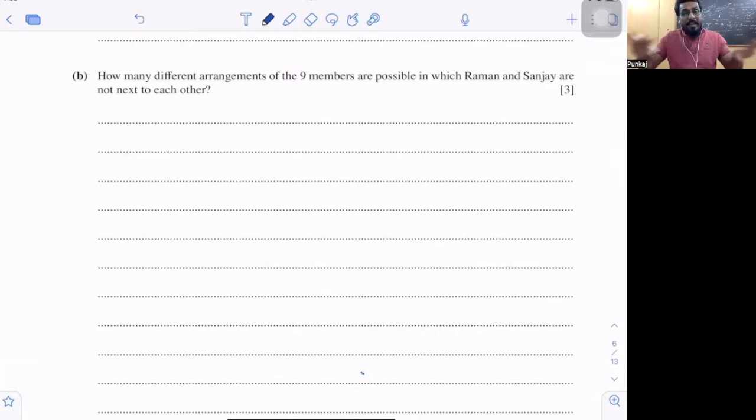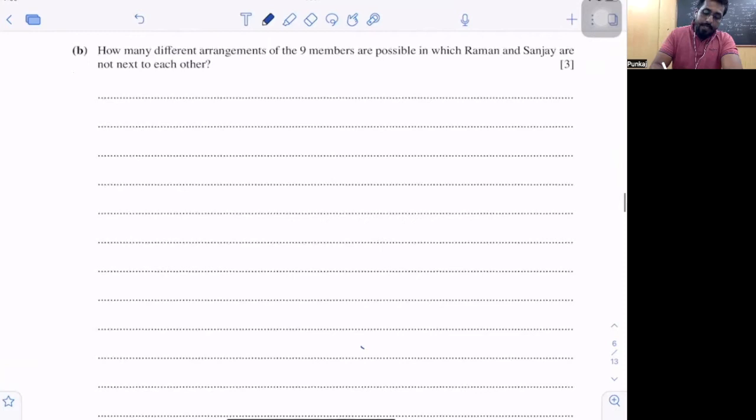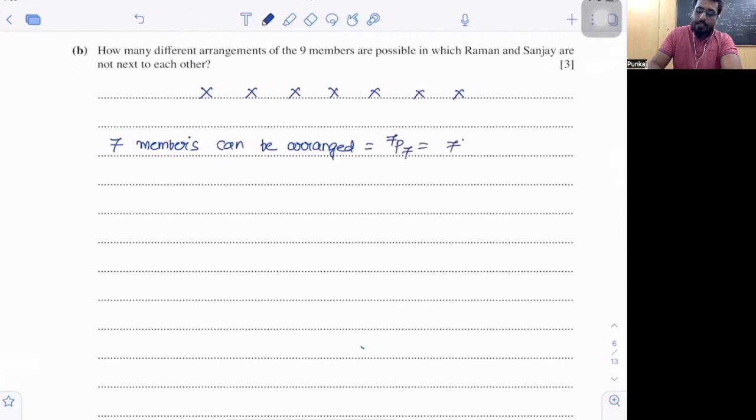Let's do the arrangement of the remaining people, because remaining people can stand anywhere that they want. There is no condition that is imposed on the remaining 7 members. So what I do is I do the arrangement of the 7 members first. So I have these 7 members like this. Maybe I can draw the diagram. So that's 1, 2, 3, 4, 5, 6, and 7 members. Okay, so let's do the arrangement of 7 members first. So 7 members can be arranged in 7P7 ways. That's 7 factorial ways, right, students?